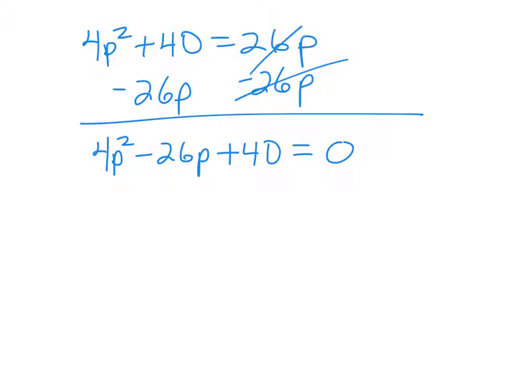All right, now let's factor. So we should ask if there's a common factor in 4, 26, and 40. And there is. Now 4 won't go into 26, so it's not 4, but 2 will go into all three of those. So let's factor a 2 out. 2 out of 4p squared leaves 2p squared. 2 out of 26p leaves 13p. 2 out of 40 leaves 20.